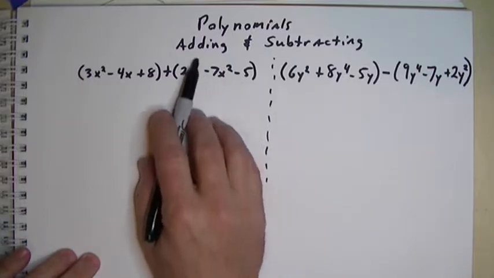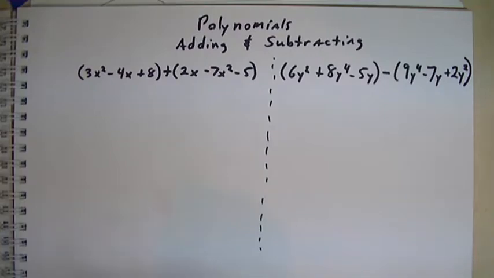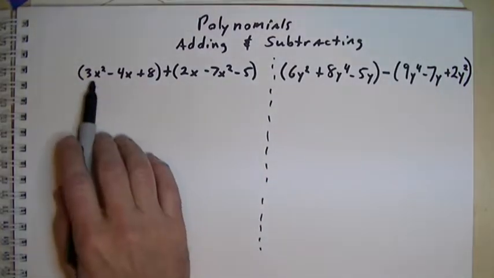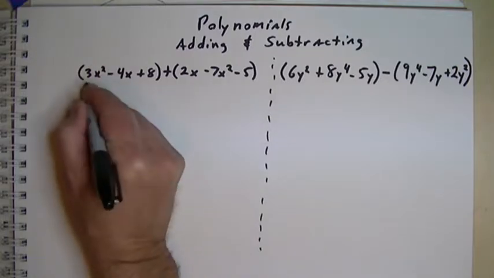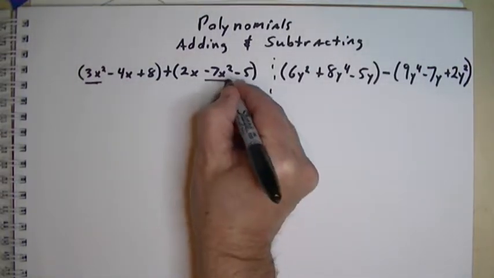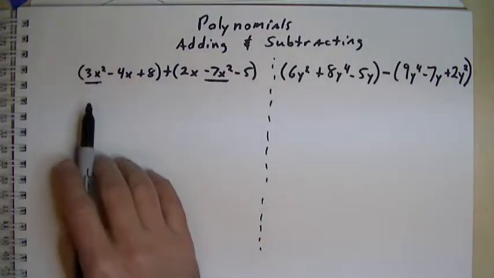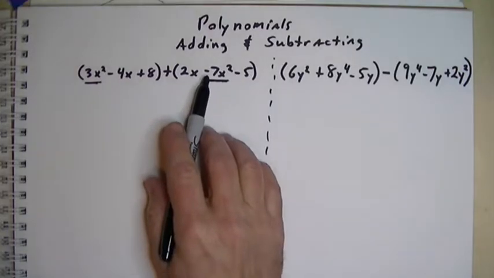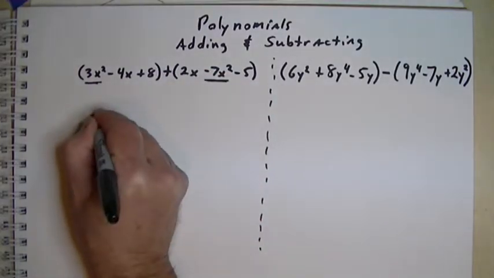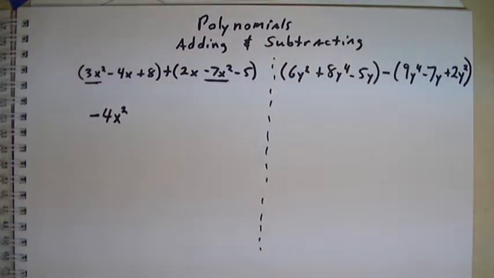If this one was written in standard form, then we should be able to match things up right across. Unfortunately, that's not the way this one was written, so we're going to go ahead and combine like terms by first identifying the terms that have the exact same variable component. So I've got a 3x squared and a negative 7x squared. I can combine those together, get a negative 4x squared.